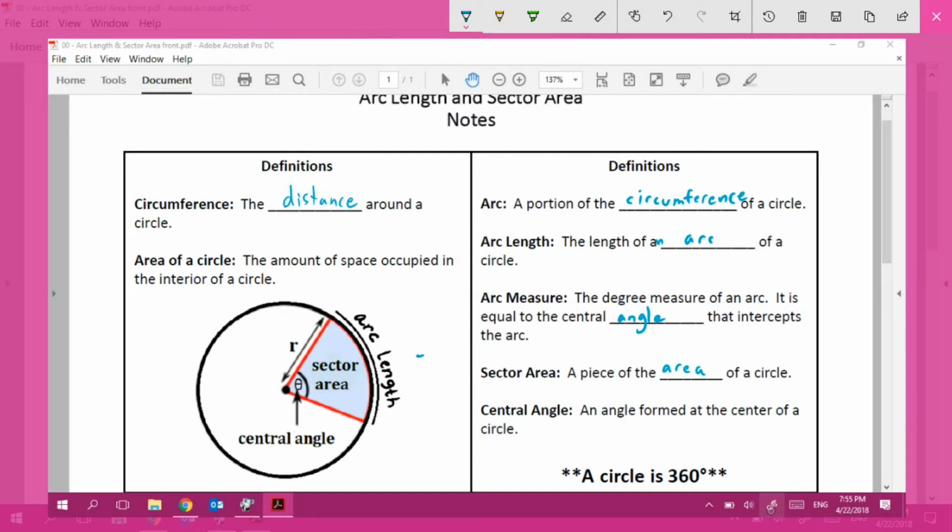And lastly, we have central angle, which is an angle formed at the center of a circle. You can see in our picture, it is this angle right there. And a note at the bottom: a circle is 360 degrees all the way around.